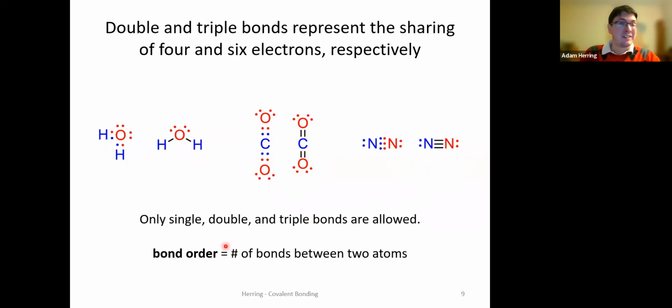The number of bonds that exist between any two atoms is referred to as the bond order. So between oxygen and hydrogen here, the bond order is 1. Here we also have a bond order of 1. It's not really appropriate to talk about the bond order of a molecule because we only talk about bond orders of any two atoms. So there is a bond order of 2 here and a bond order of 2.